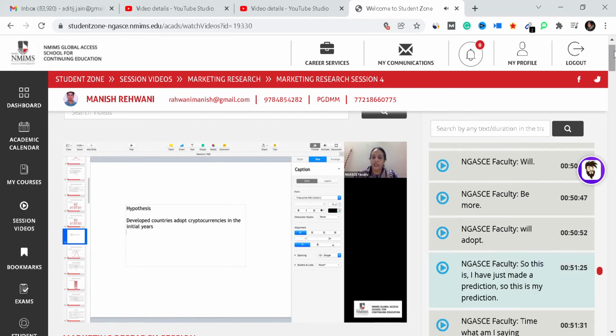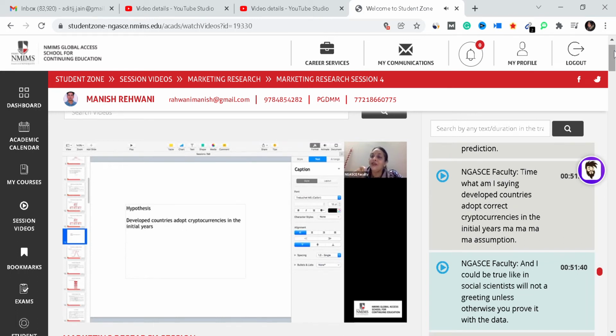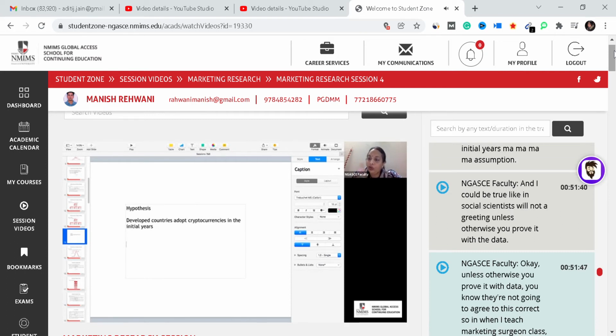So I have just made a prediction. So this is my prediction. Correct. So what am I saying? Developed countries adopt cryptocurrencies in the initial years. This is what I have said, this is my assumption, right? It could be true, but social scientists will not agree with you unless you prove it with data, Puneet. Unless you prove it with data, they are not going to agree to this.